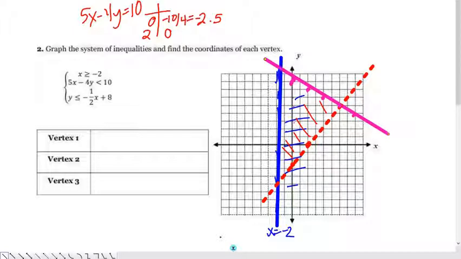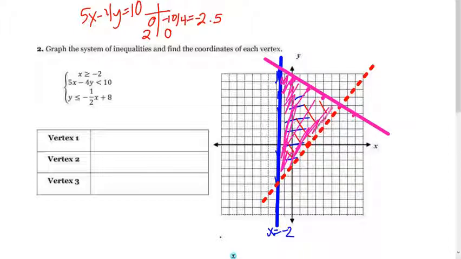Now I need to determine where to shade. So if I plug in 0, 0 again, that's my favorite point to choose. Is 0 less than or equal to 8? It is. So I would shade this way. And I didn't do too bad kind of keeping it all contained. But my feasible region then is this triangle in here. Okay. And now I need to find my vertices. One here, one here, one here.